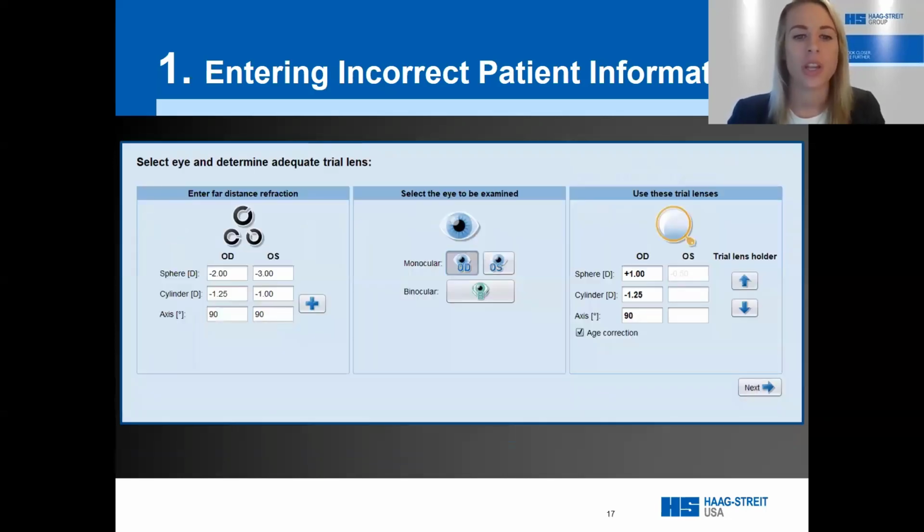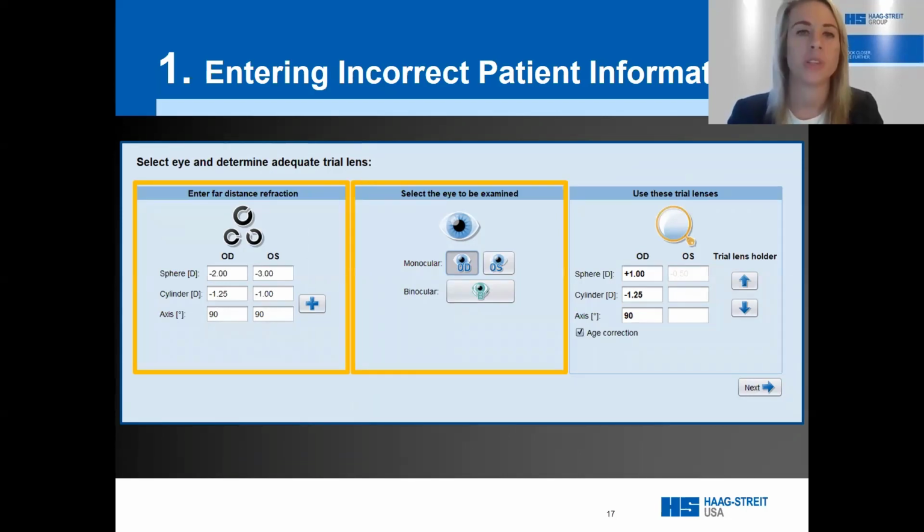Thankfully, the majority of automated perimeters make it a lot easier on us. All you have to do is input the patient's most recent distance refraction, choose which eye we want to run a field on, and the instrument does the calculation for you. Does that sound a bit better?